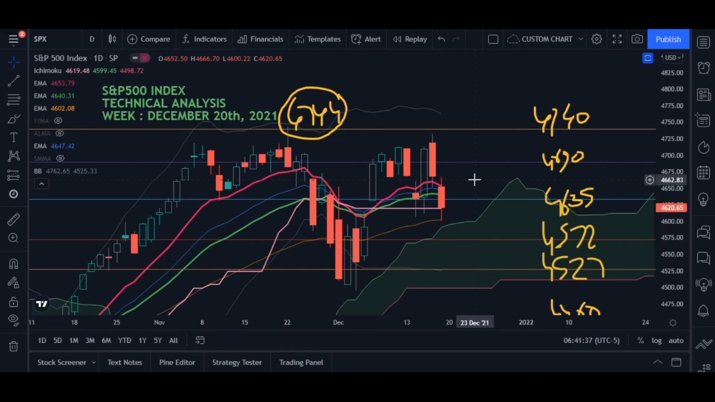Okay. Now, let's do the technical analysis first, and then I will tell you the expected movement of the market. First, the Bollinger Bands. Here is the lower band of the Bollinger Band, and the market has closed below the median of the Bollinger Band, which means the market is bearish.